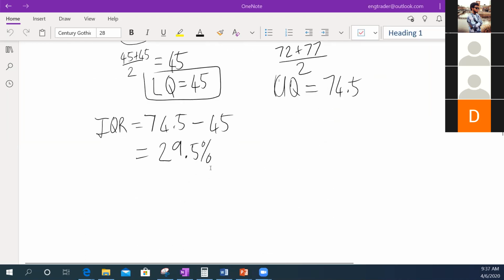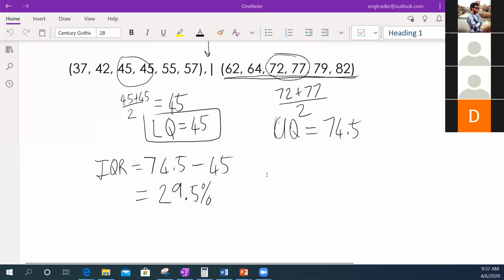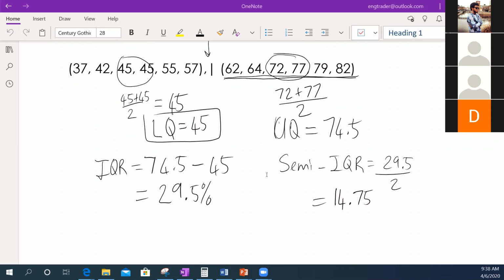So if it's chickens, you would use chickens. If it's meters, you use meters and so forth. Right? So the semi-interquartile range would be what now? 29.5 divided by 2, which is 14.75. All right. So would you round it up or no?